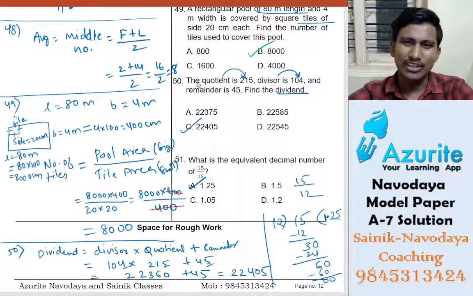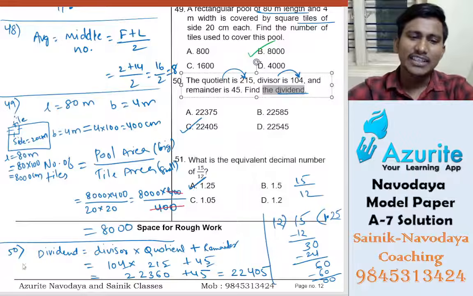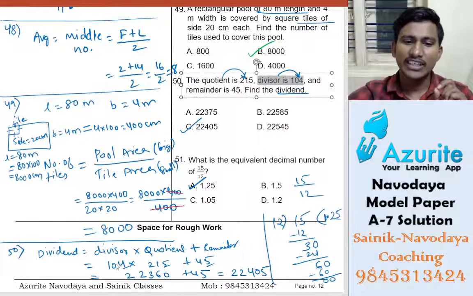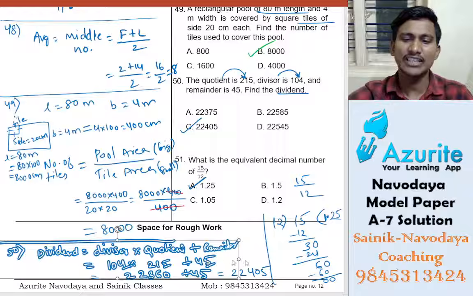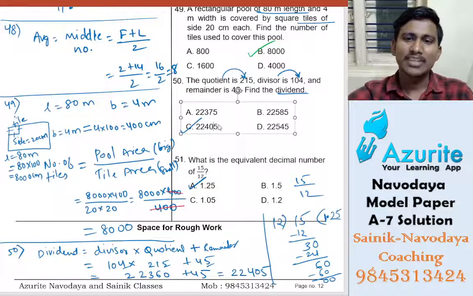So see here students, next is the 50th question. It is very easy. The quotient is given, 215, the divisor is given, 104, and the remainder is given, 45. Find the dividend. How do you find the dividend? The dividend formula we already know from division: dividend is equal to divisor into quotient plus remainder. The divisor is 104, the quotient is 215, so 104 into 215 plus the remainder, which is 45. You have to add 45 here. So 104 into 215 is 22,360 plus 45. If you do, you will get 22,405. So the answer is option C here. Very easy, right?